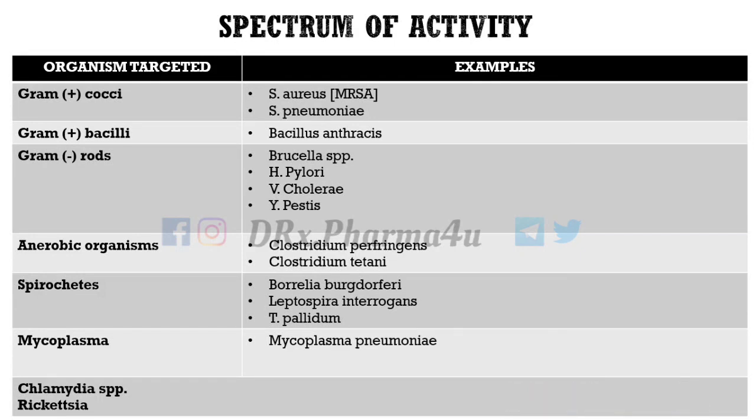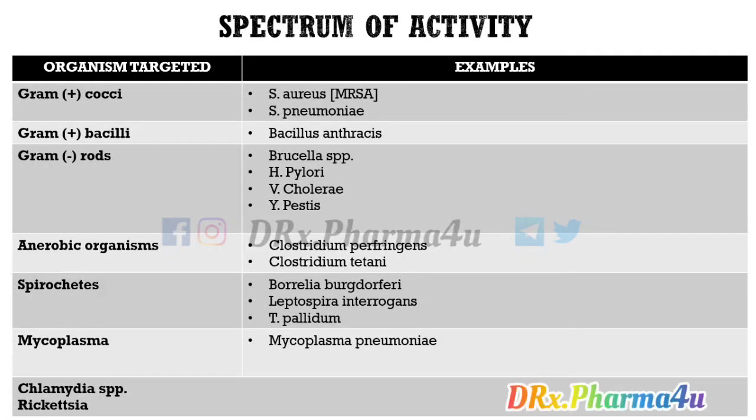So Yersinia pestis is actually responsible for plague. Plague is a very, very notorious disease which was prevalent in the 14th and 15th century. You know very well, maybe you have heard of the term bubonic plague, or it is also known as the Black Death. So against that also we can give tetracyclines.